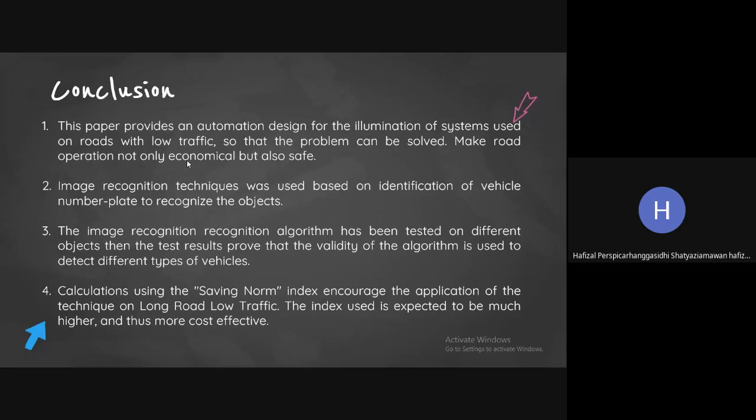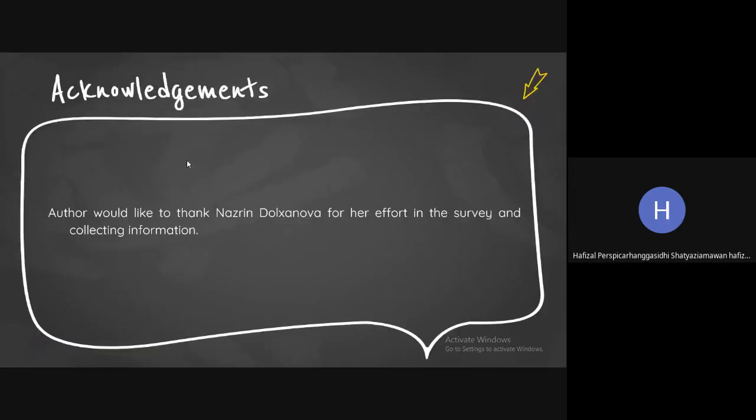And the last one, calculation using the saving norm index encourages the application of the technique on long roads with low traffic. The index used is expected to be much higher and thus more cost effective. Okay.